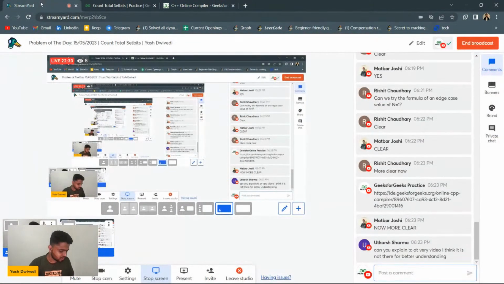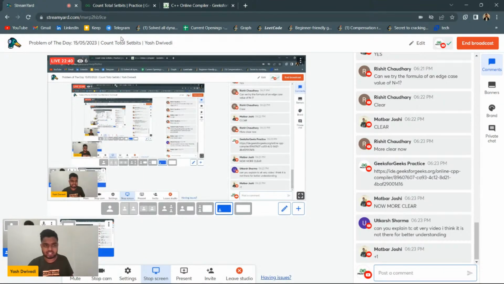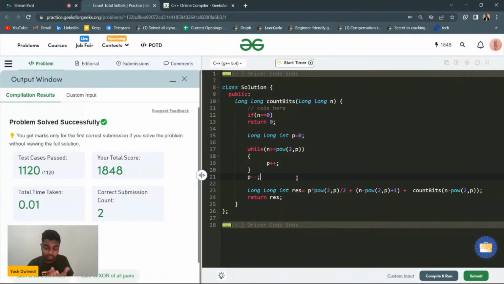Can you explain the time complexity once more? I think it is not there for better understanding. So as I said, it is log n to the base 2, because ultimately every time you are going to decrease the value. But this while loop is the main thing. This part is just a constant operation, right? Just adding the result. So here the while loop is the main thing, and it will run for log n times, right? Because I'm finding the closest power of 2.